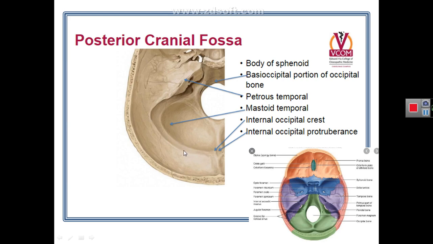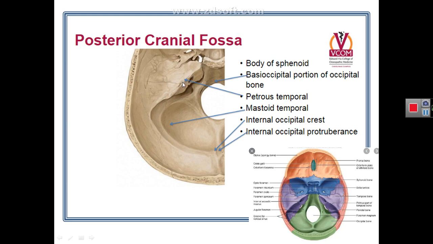This groove of the transverse sinus, projecting from the sides of the internal occipital protuberance, continues with an S-shaped groove which is for the sigmoidal venous sinus. The sigmoidal venous sinus ends at the jugular foramen, and this jugular foramen is connected anteriorly with the inferior petrosal sinus.